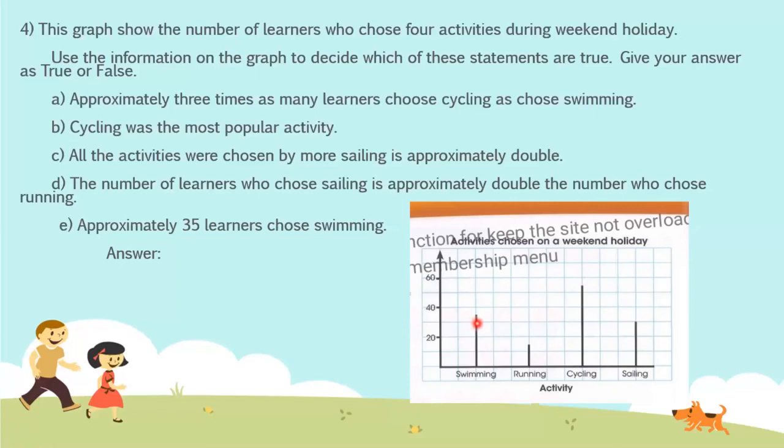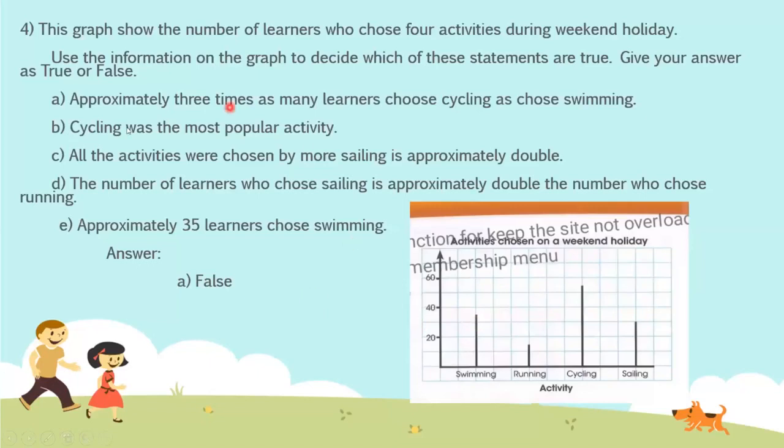Approximately 3 times means 55 should be like 35 multiplied by 3, and it should be greater than the number of cycling. So do you think that approximately 3 times as many learners chose cycling as chose swimming? No, because 55 and 35 are much closer. It doesn't show the 3 times difference. So the answer is false.